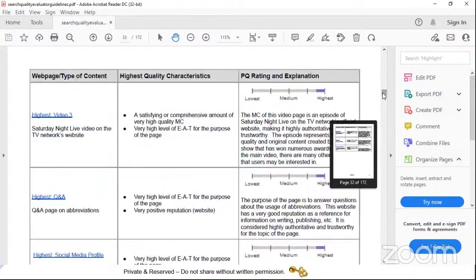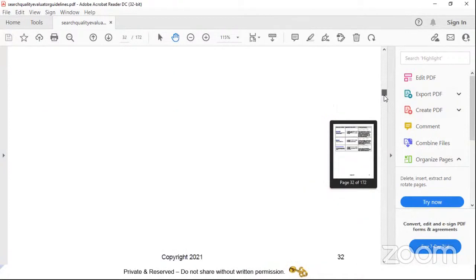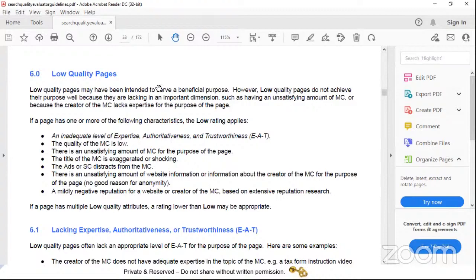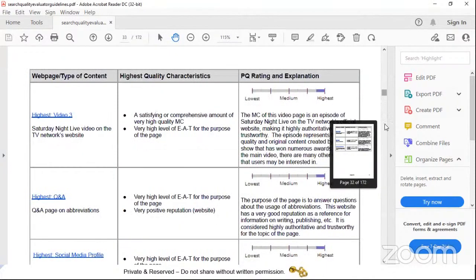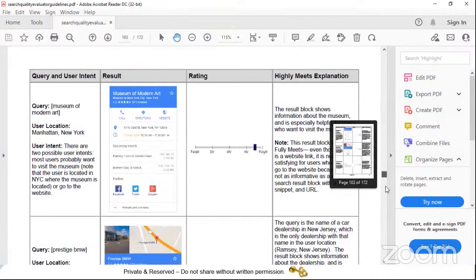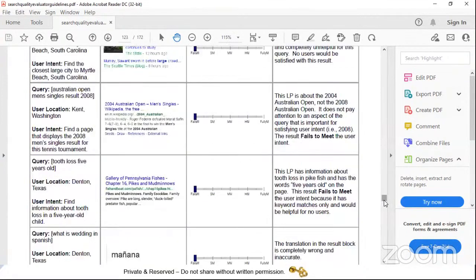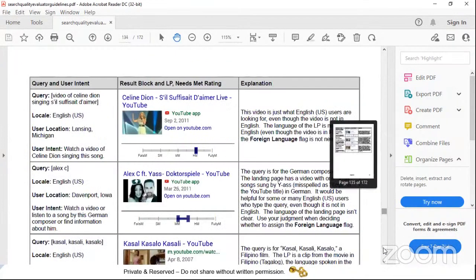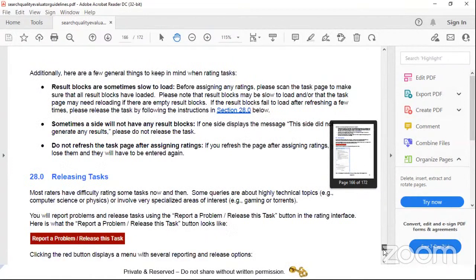So low quality is lacking EAT. Simple. So low quality pages, you're able to see, right? The quality of the main content is low, with inadequate levels of expertise, authoritativeness, and trustworthiness. So let's now jump and see, but this is one document which you should read when you have time, slowly, say 5 to 10 pages every day, so that you can complete it in a month's time, and then you will completely understand what's going on.